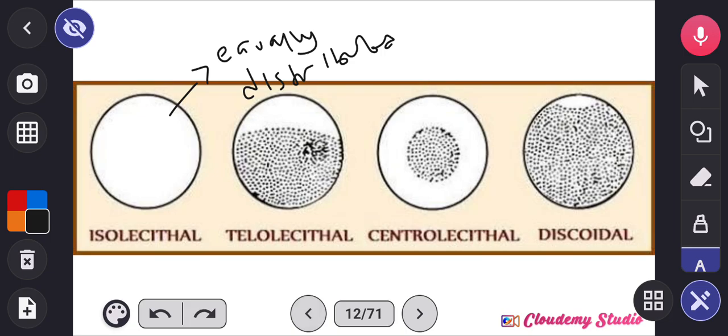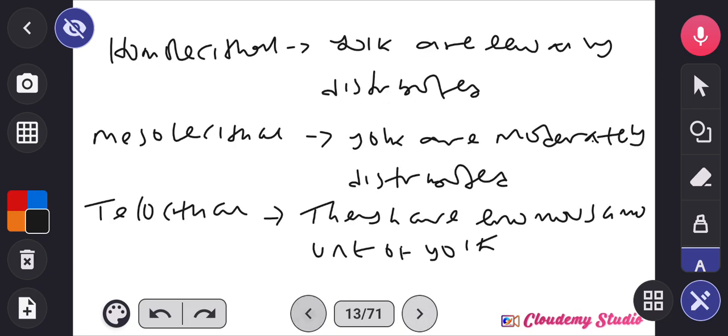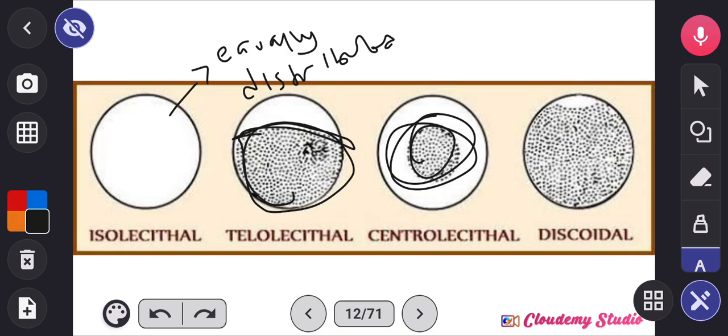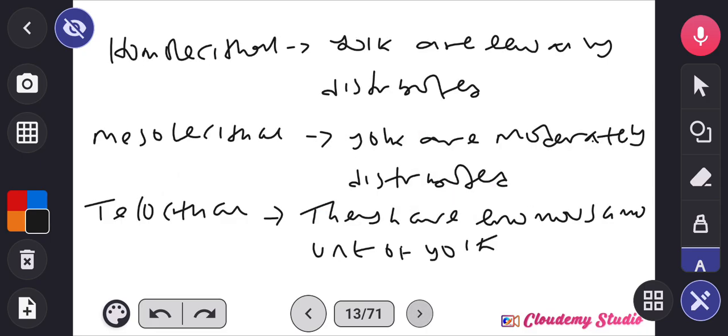And if you can see it here, we have the telolecithal egg. Can you see? It has an enormous amount of yolk. Centrolecithal egg, can you see? The central part of this thing is covered with yolk. The scoida, we did not mention the scoida in class. So homolecithal or isolecithal eggs are those that are evenly distributed. So these are the types of egg that we have. Now let us talk about cleavage.